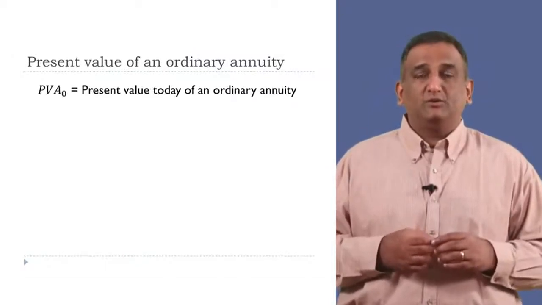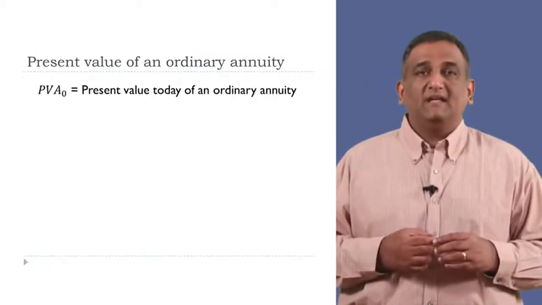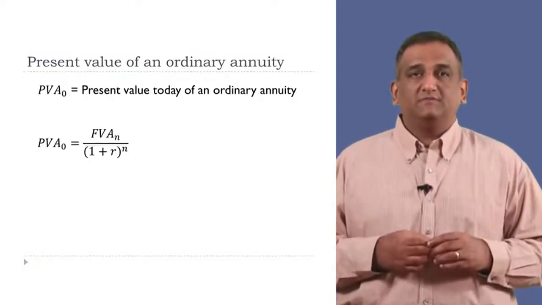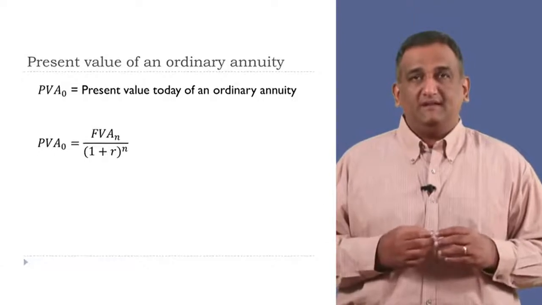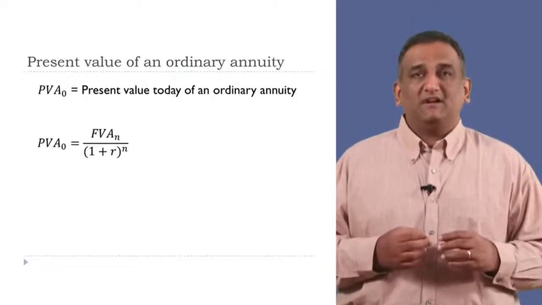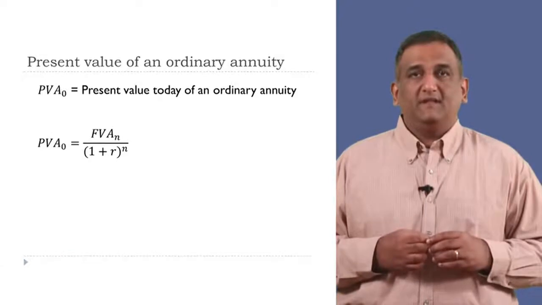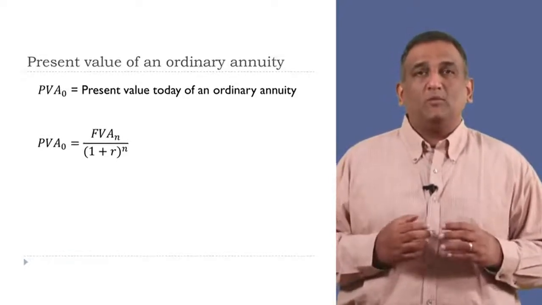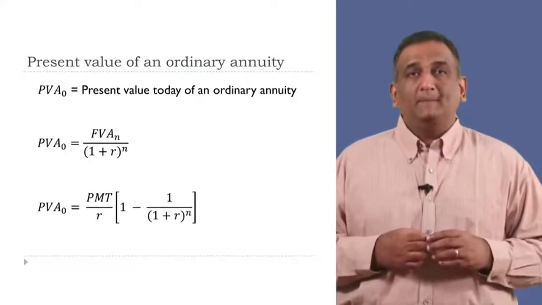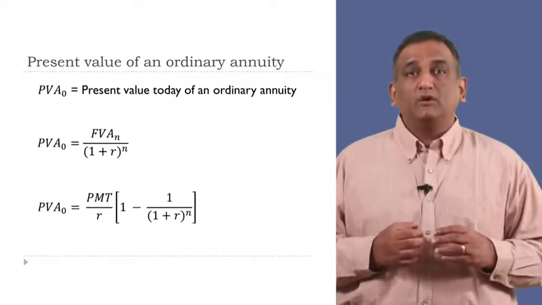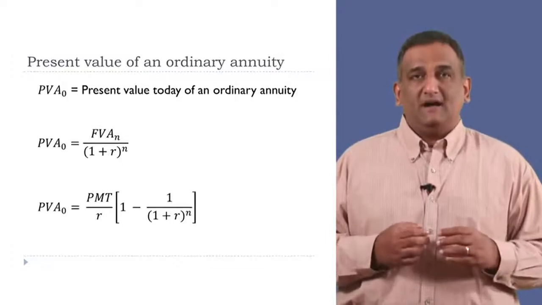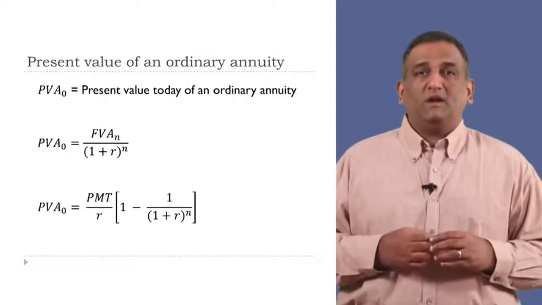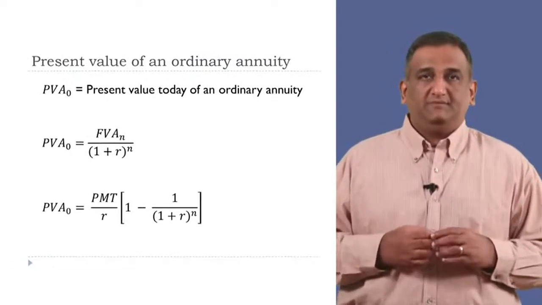Denoting the present value today of an ordinary annuity as PVA sub 0, we have PVA sub 0 equals FVA sub n divided by (1 plus R) raised to the power of n. But we already have a formula for FVA sub n, which we can now plug in for. So now PVA sub 0 is equal to PMT divided by R, times within square brackets 1 minus 1 over (1 plus r) raised to the power of n.